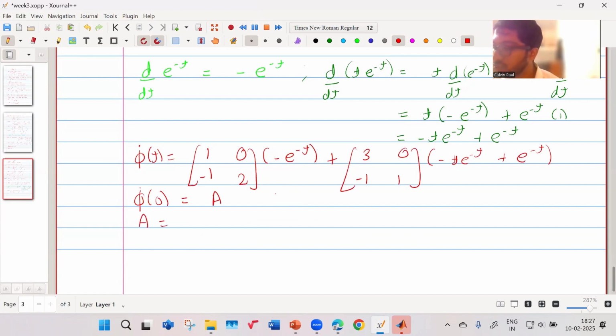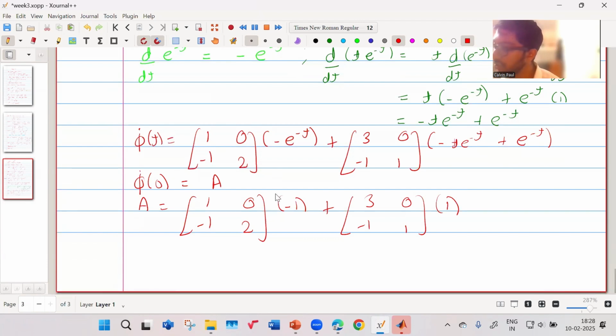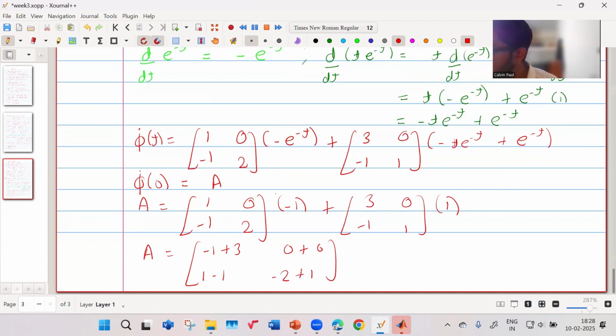So my A will be equal to [1 minus 1, 0, 2] into e to the power 0, which is minus 1, minus 1 plus [3 minus 1, 0, 1]. T is 0, t into anything is 0, plus e to the power minus t, so this is 1. So what will this value be? It will be minus 1 plus 3, 0 plus 0, 1 minus 1, minus 2 plus 1. So that is equal to [2, 0, 0, minus 1].